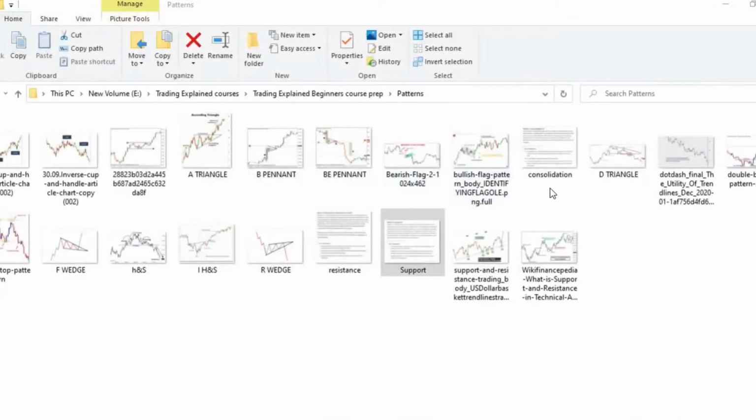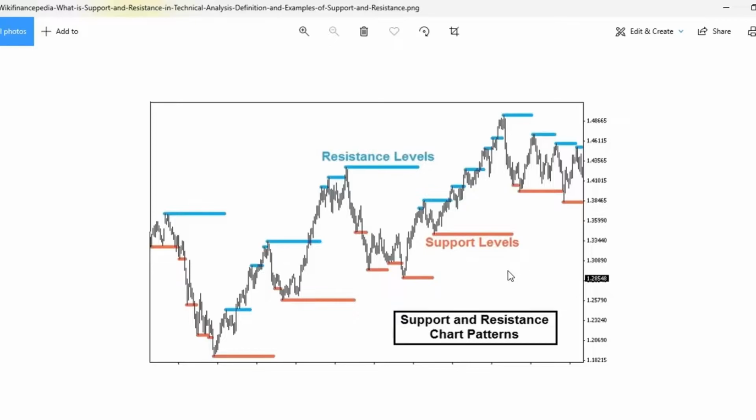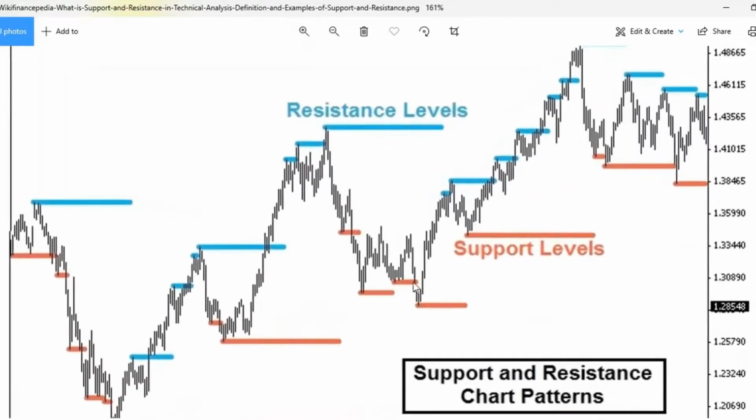So what are the examples of support? Let's understand support in a graphical format. All right. So here's the graph and here are the supports. Whatever is marked in red color are support zones or support levels. How do we decide that? Let me zoom into this picture. See, let's start off with this.